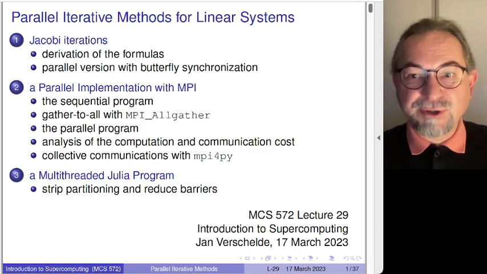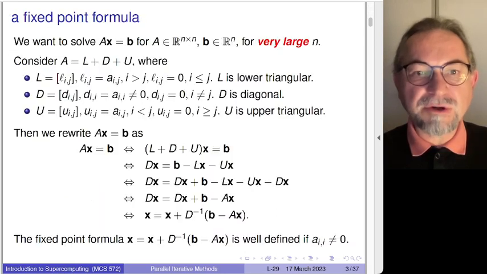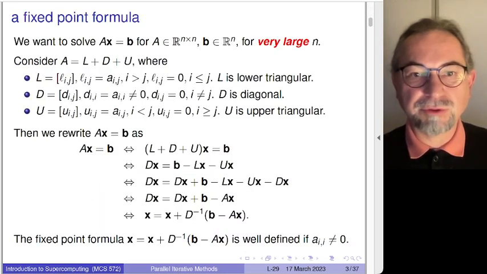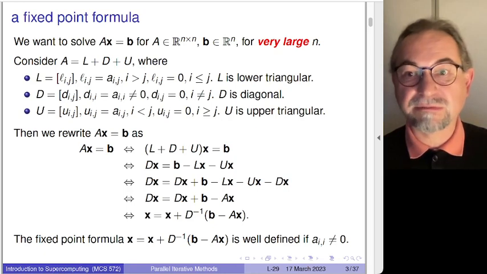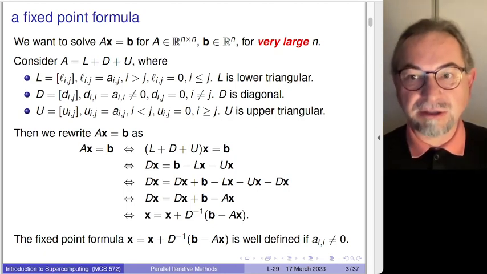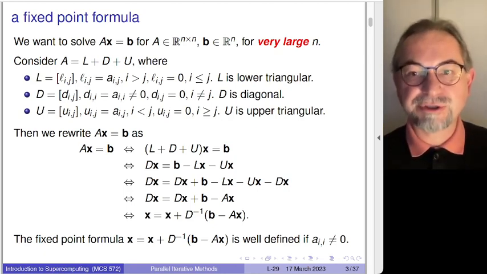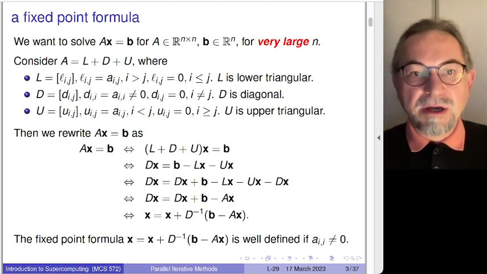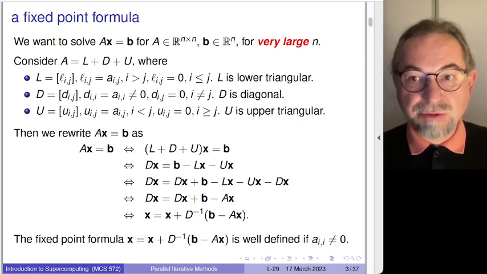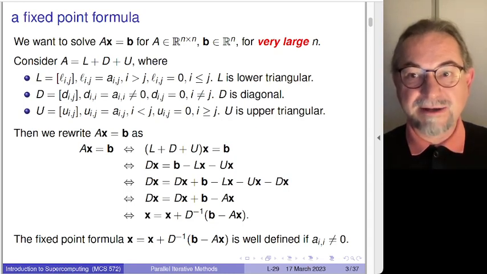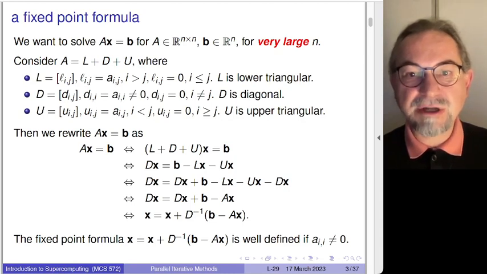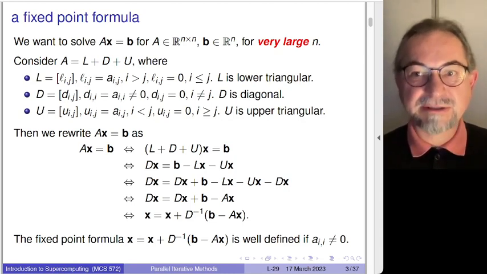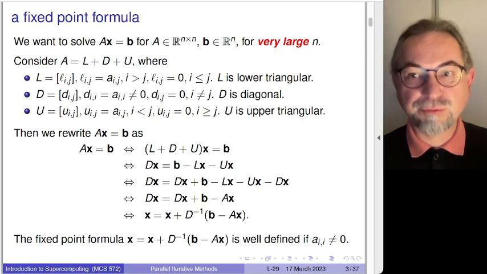Okay, what is the method of Jacobi? So we should imagine that we want to solve a linear system that is extremely large, so many equations, many variables. We can reduce this to solving lower triangular and upper triangular matrices via the LU factorization, but in this lecture we do not consider a direct method. We consider an iterative method.